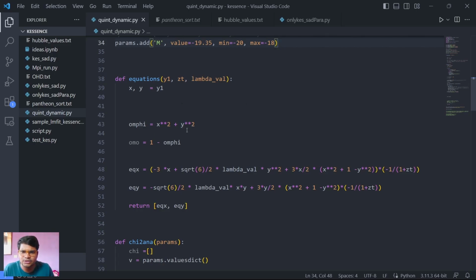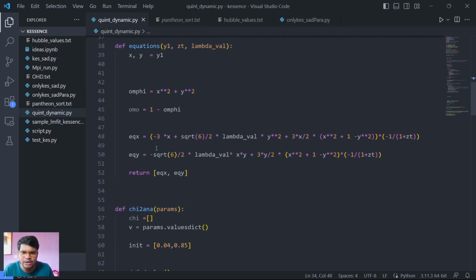Omega phi, I'm defining x square, y square, omega m0, 1 minus omega phi, equation x, the right hand side here, equation y. So this has to be written as equation x and equation y. Basically what I'm writing is dx over dt is equal to this one, dy over dt is equal to this one. You cannot say dx over dt minus something. No, it is dx over dt is equal to this one, dy over dt is this one. These are the right hand sides.